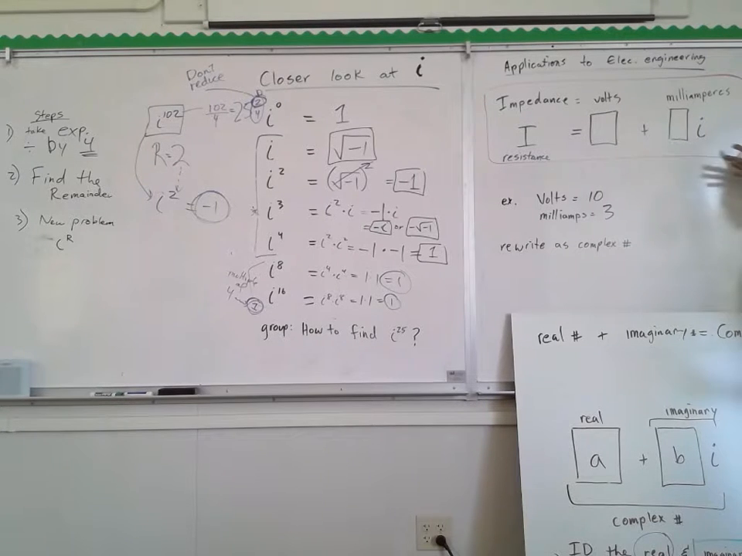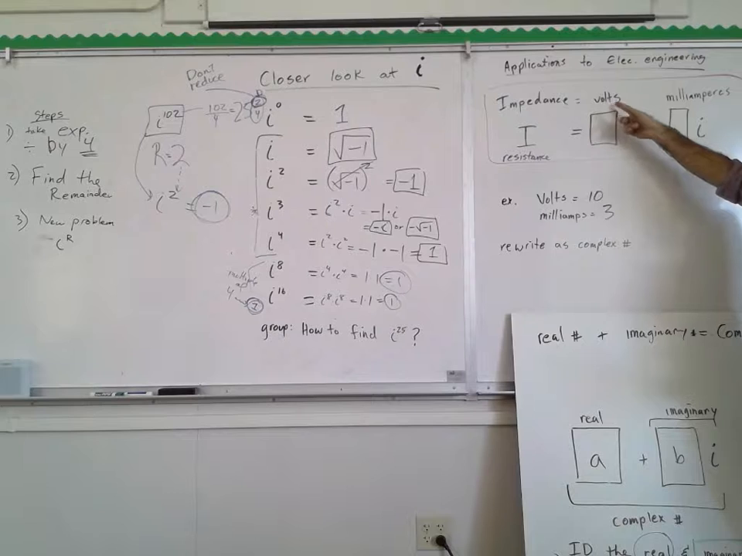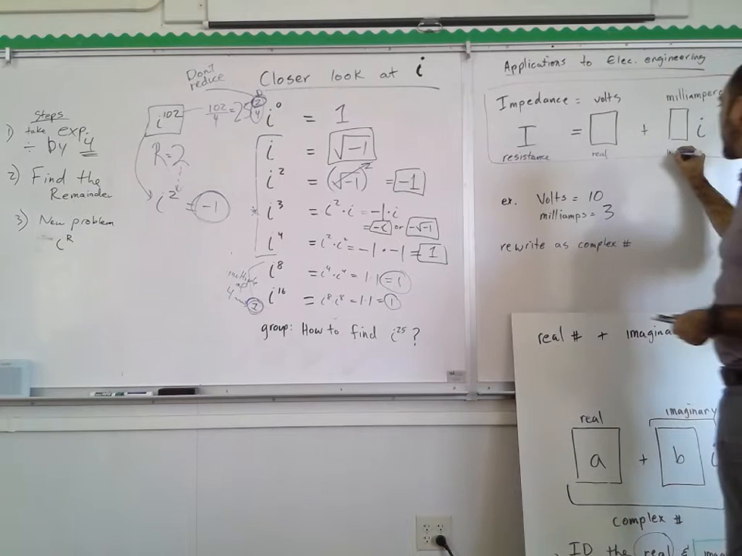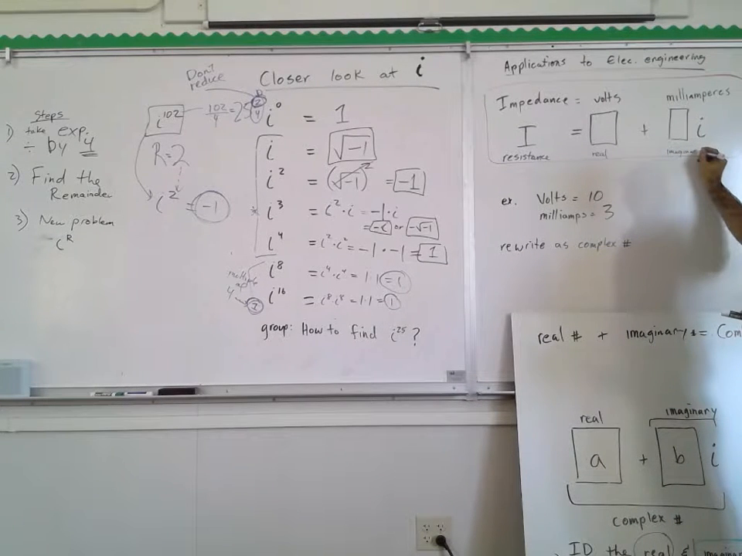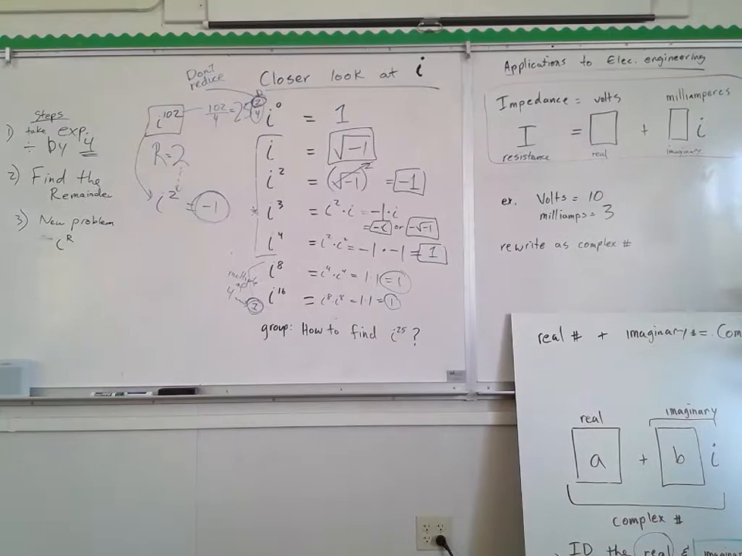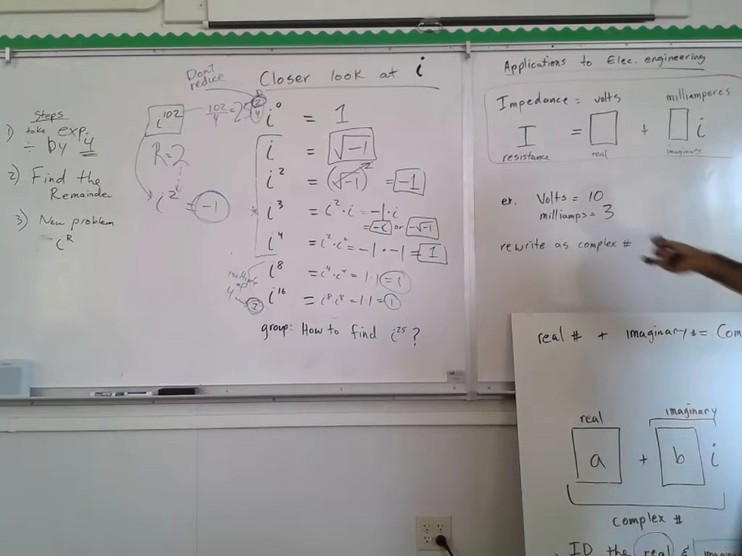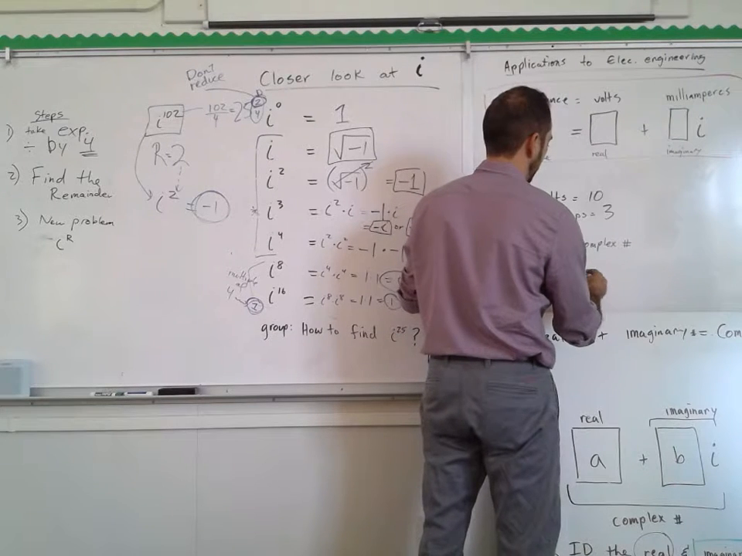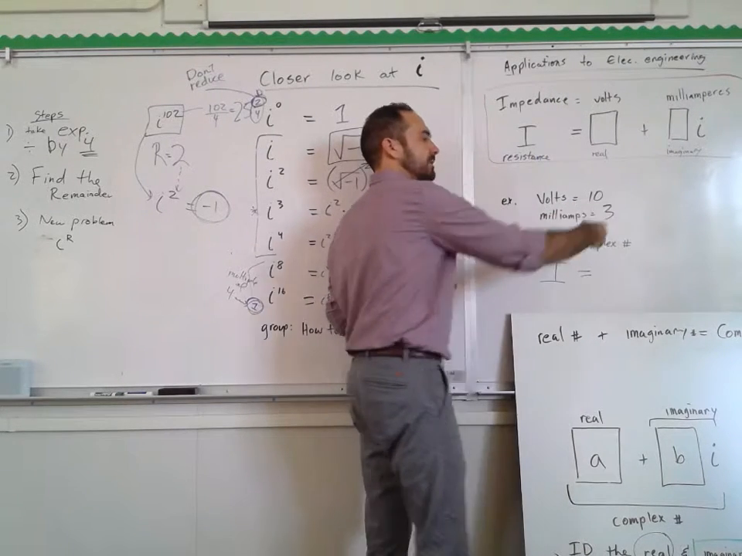And the way we're going to input our values, the real component is always our volts. This is our real. Our imaginary number is always in milliamperes, so milliamps, you could say. And i is connected to this imaginary part. It's part of how these values are computed. I want you to rewrite this as a complex number. What is the impedance if you have volts of 10, milliamps of 3?